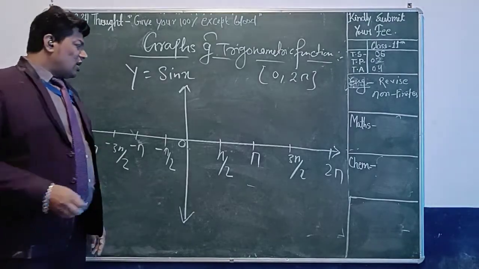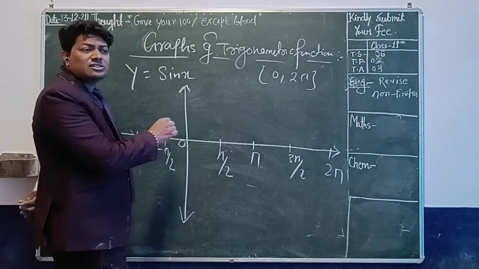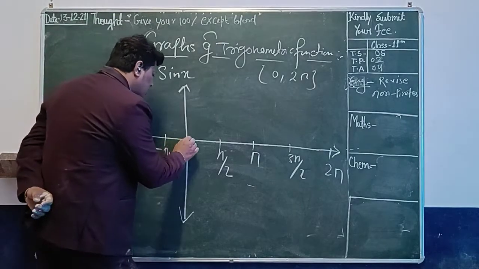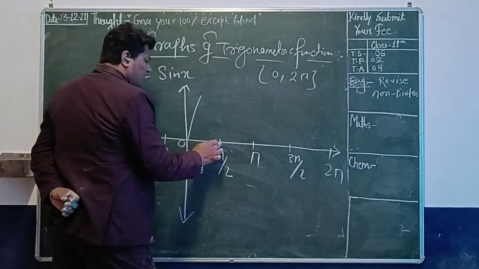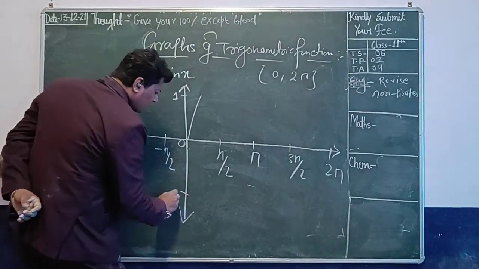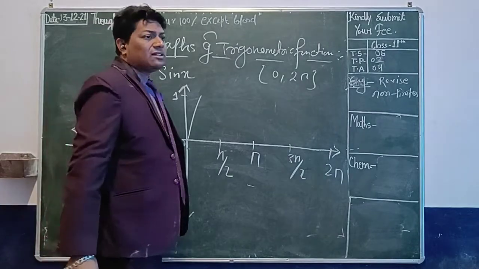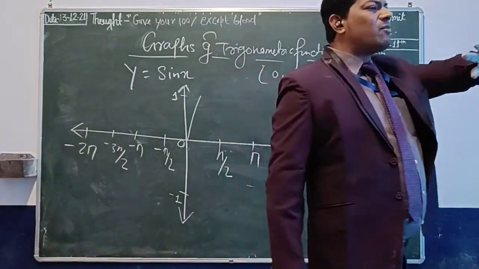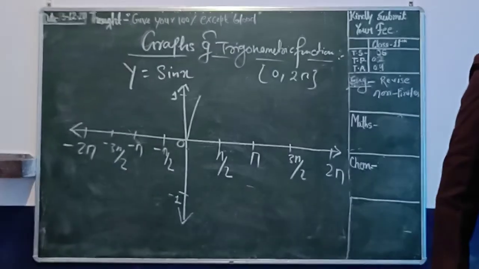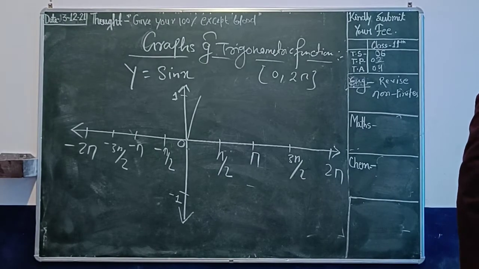Is it clear? So you have to start from here. Sine 0 is 0, so it will start from the origin. And here you are getting 1, this one is the 1. And here you will take minus 1. Minus 1 and 1. The graph will oscillate between minus 1 and 1.